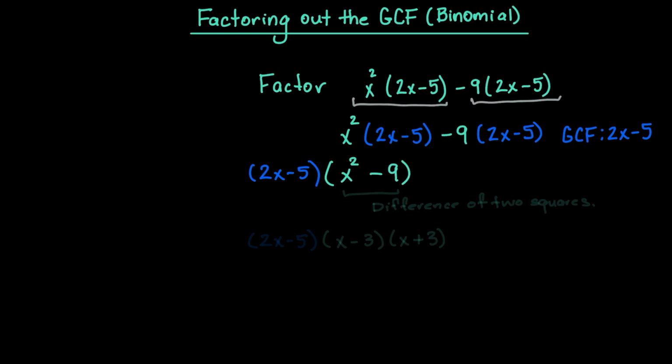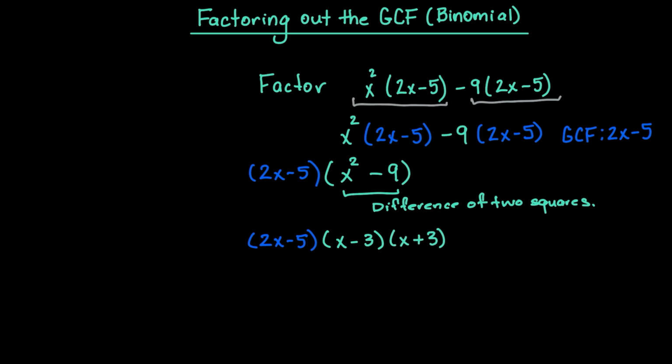Now, again, you always check. Once you factor out a GCF, is there anything else I can factor? This statement here is a difference of two squares. And if you're not familiar with difference of two squares, check out the difference of two squares video, because it is one of those factoring techniques that never goes away and always comes up. So x squared minus 9 will factor into x minus 3 times x plus 3. And now all of my factors are prime, so I factored the original expression completely.